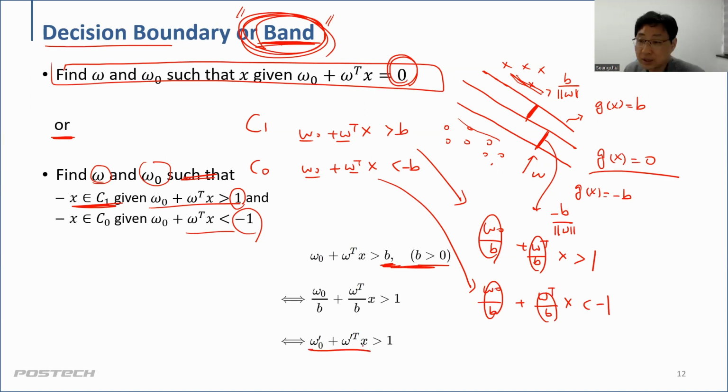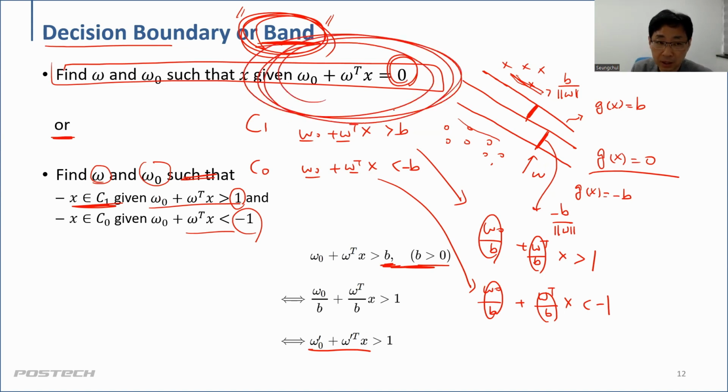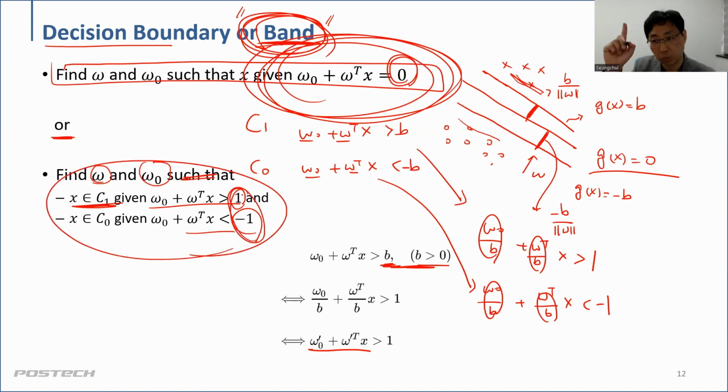These are the unknowns, and dividing by b doesn't matter. So we have another omega naught prime and omega prime, because we can always normalize or divide by b. So the problem for SVM is that instead of finding the decision boundary, we want to find a decision band, and on the edges the value is 1 or -1.